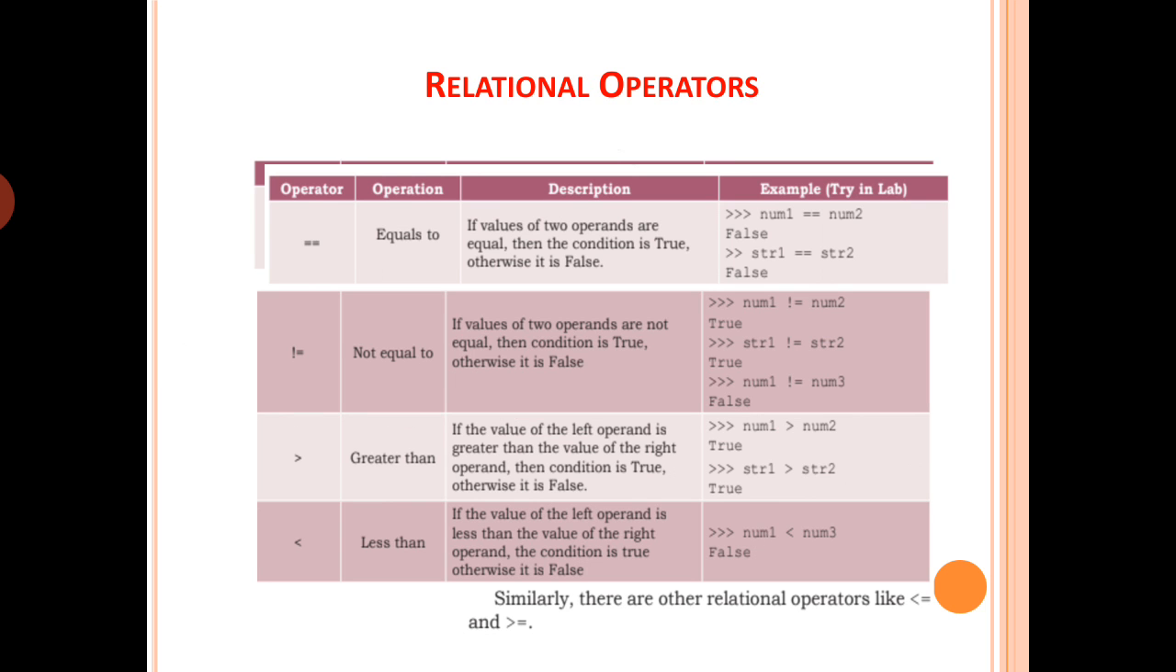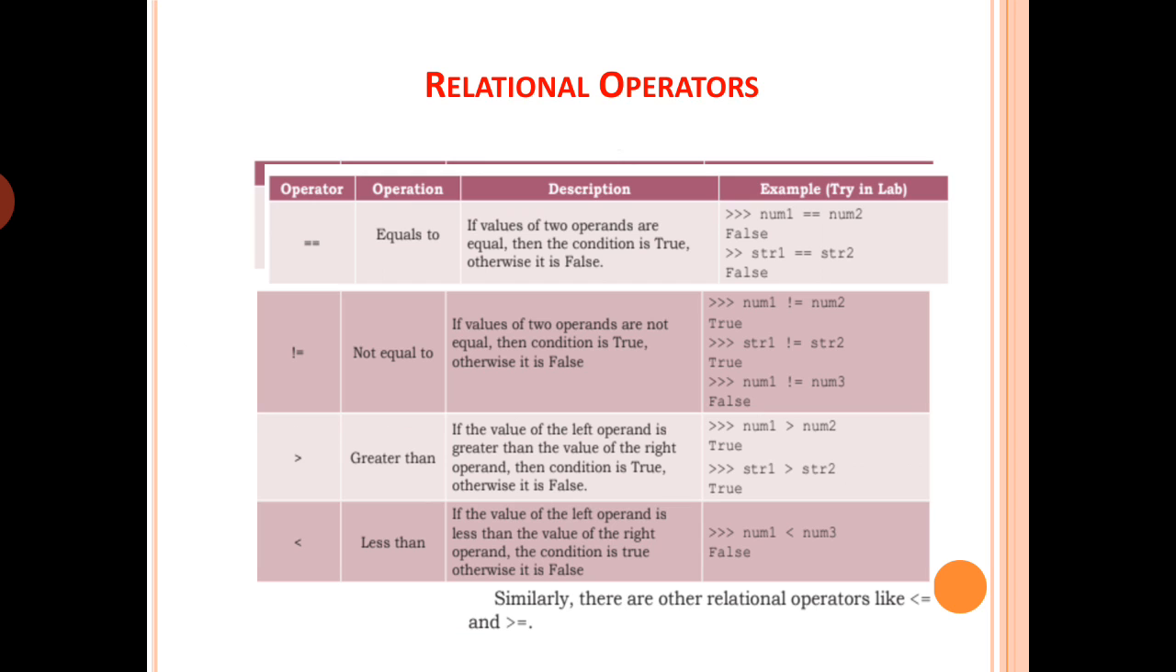Relational operator. Relational operator compares the values of the operands on its either side and determines the relationship among them. Relational operators in Python are equals to, not equals to, greater than, less than. Now equals to. If value of both the operands are equal, then the condition is true, otherwise it is false as shown in the example.